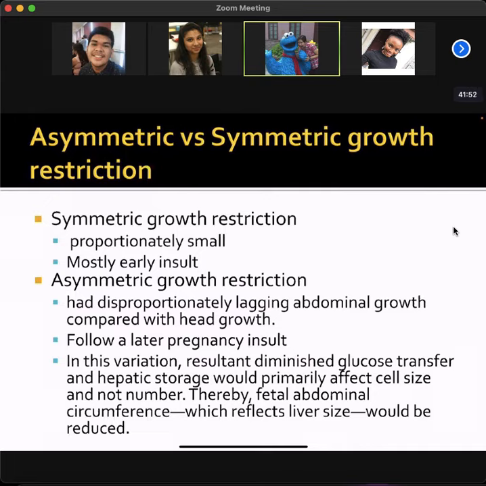In this variation, the resultant diminished glucose transfer and hepatic storage will primarily affect the cell size and not the number. Therefore, fetal abdominal circumference would be greatly reduced. And this is also part of the survival mechanism as we need a large head. So the baby's body concentrates all the nutrients in the brain. Therefore, there is an asymmetric growth restriction.